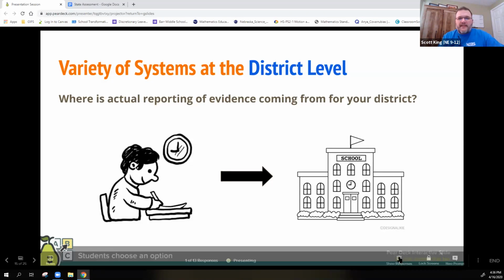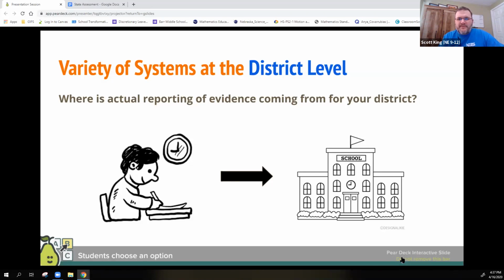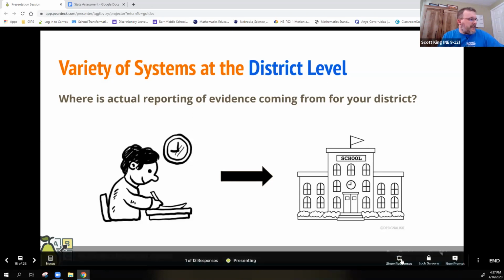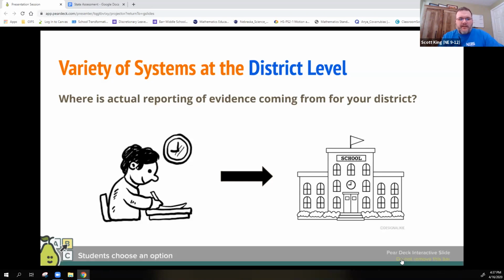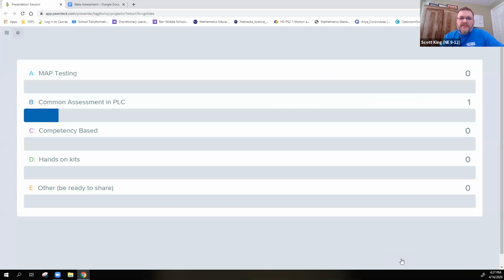And so Anya has a little quiz for you, or little multiple choice options for you. We know that you'll have multiples of those. And go ahead, Anya. You may have map testing or common assessments in your PLC. So for me, I actually have both of those. You only get to choose one though. So choose one that you know you have.